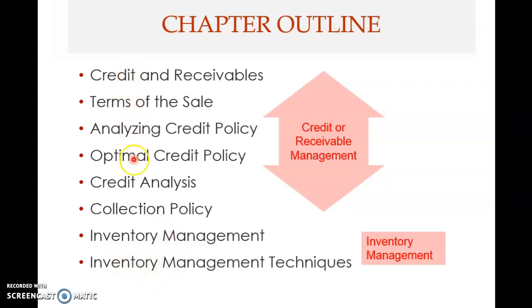So the last 2 topics would be about inventory management. The major part of the chapter is concerned with credit or receivable management. All right. Let's move on.